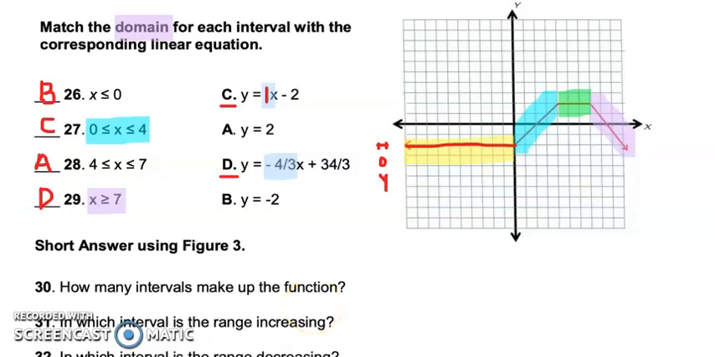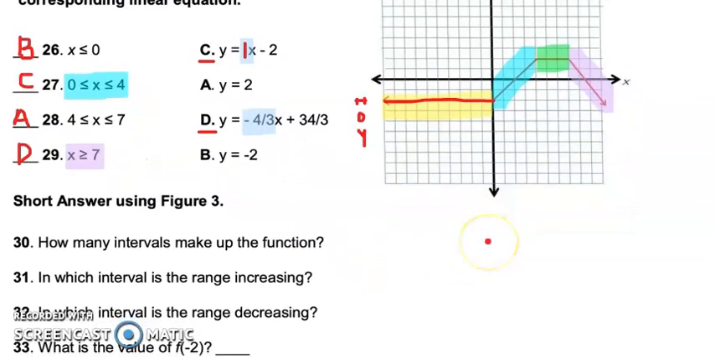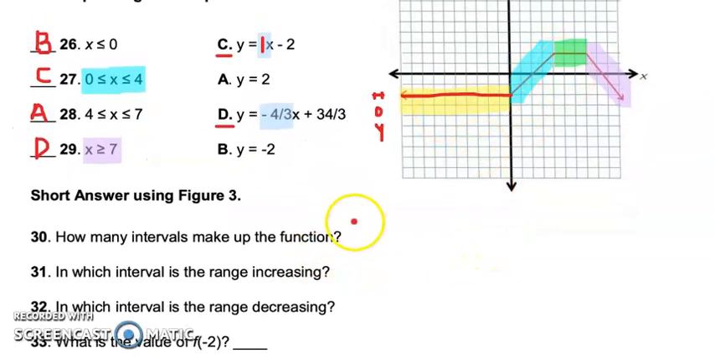Okay, last part here. We're looking at how many intervals are making up this function. So how many different colors did I use? I used 4. So that means I have 4 intervals. Which interval is the range increasing? Range, remember, we're looking at y values. I know that my yellow and my purple intervals are not increasing. They're staying straight across, and we talked about purple, my slope was decreasing. So for my blue, the interval would be between 0 and 4, and it's including both. So that's a less than or equal to sign, and that is my x value.